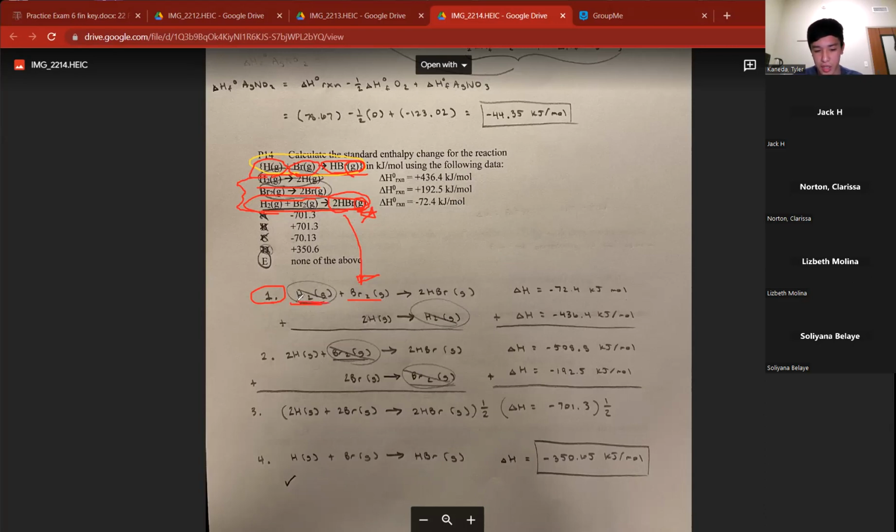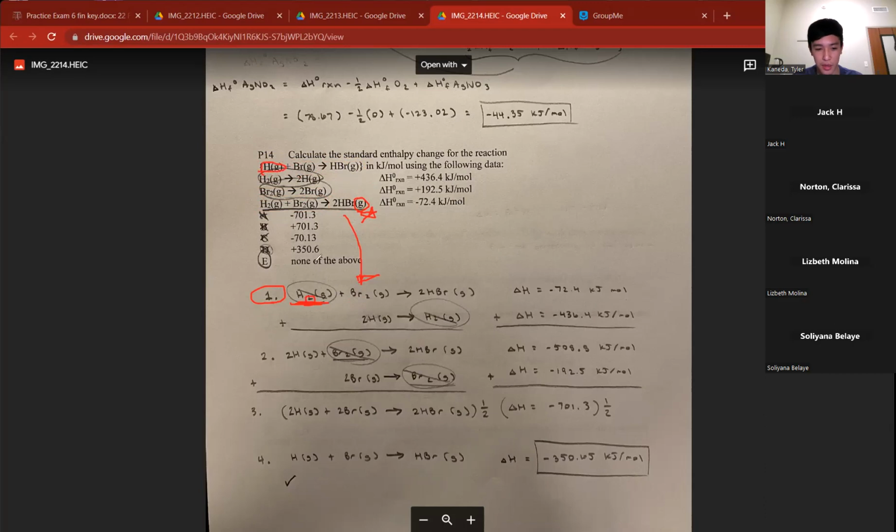So in step one, I wanted to start with getting rid of the hydrogen gas right here. Because you see how it's H2, or H subscript 2, not just plain H, which doesn't have a subscript of 2.